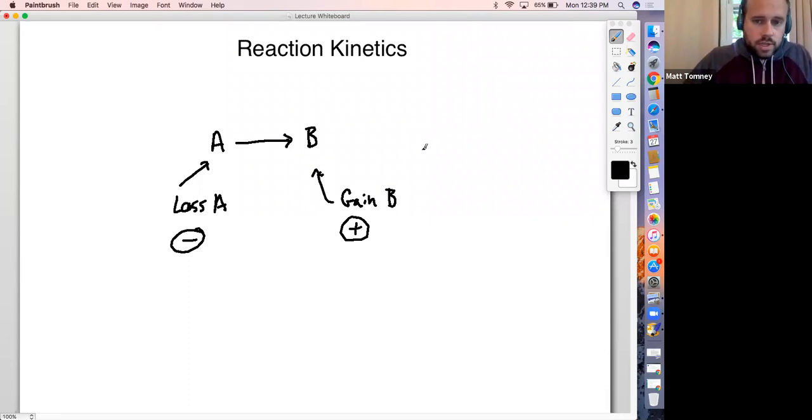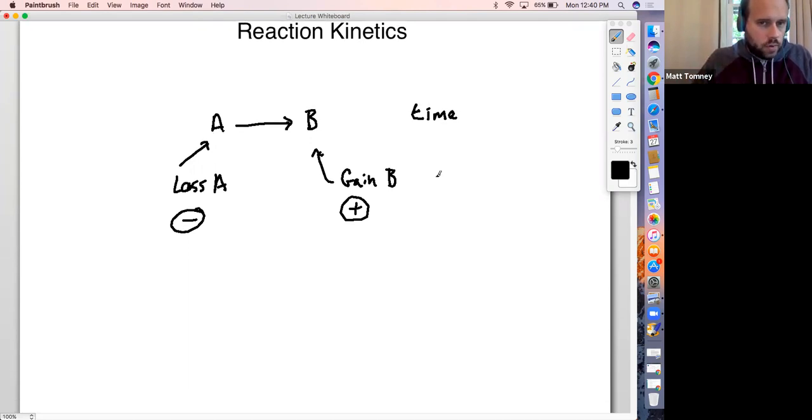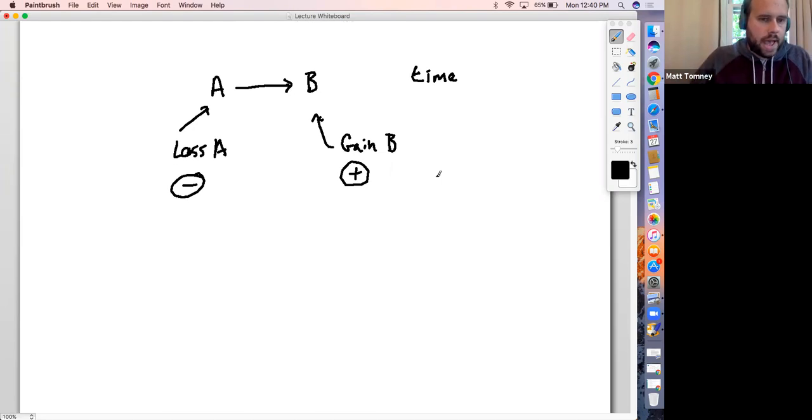And the other thing that we mentioned is time is going to be very important here. When we talk about the rate of something, we have to look at the change, and specifically in chemistry, it's the change of concentration over a change in time. And that's going to start talking about the rate of the reaction.